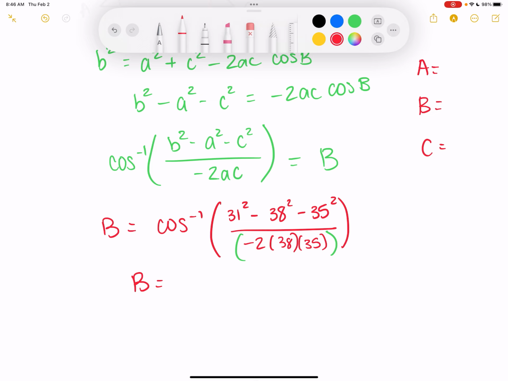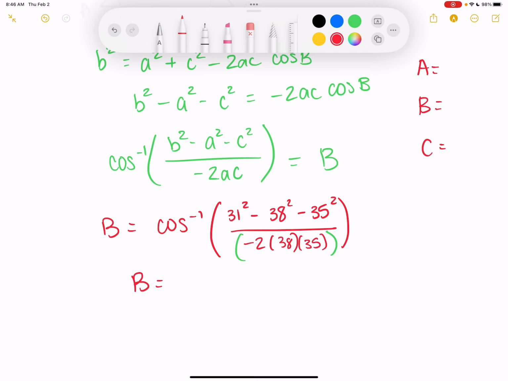Okay, so if you hit alpha and then the y equals button, it brings up these options here. The first one is n over d, so numerator over denominator. If you hit that, then you can type it in. So you can do 31 squared minus 38 squared minus 35 squared.